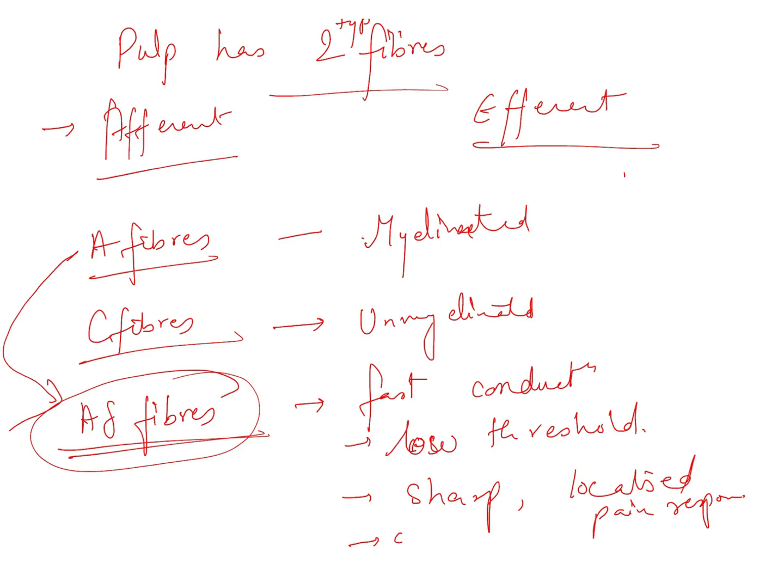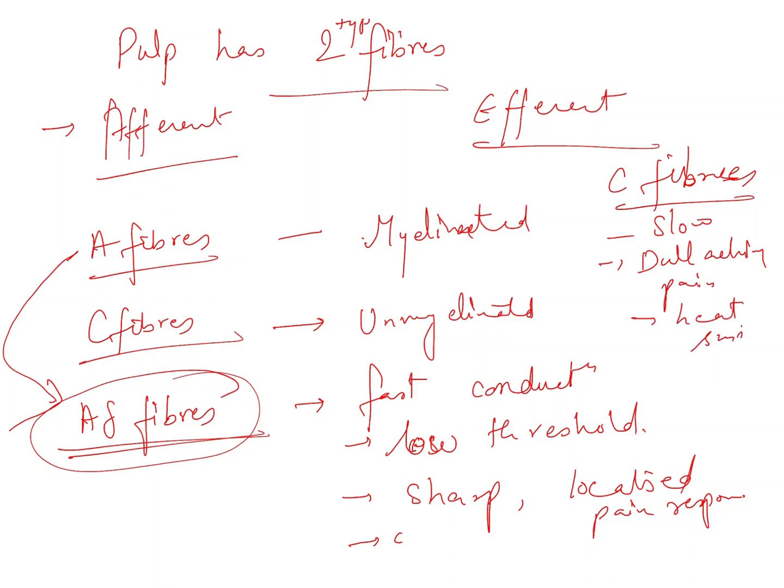And these C fibers are slow conduction fibers. When we see C fibers: slow conduction, they transmit dull aching pain, and they respond to heat stimulation. This is important. Heat stimulation response is given by the C fibers, and a dull, poorly localized response. So high activation threshold, dull, poorly localized response, response to heat stimulation, and slow conduction are the characteristics of C fibers.